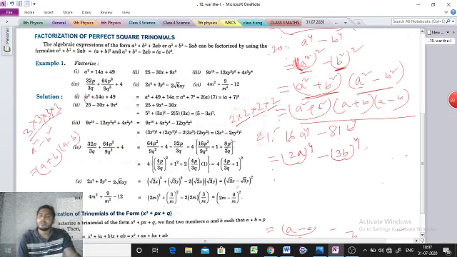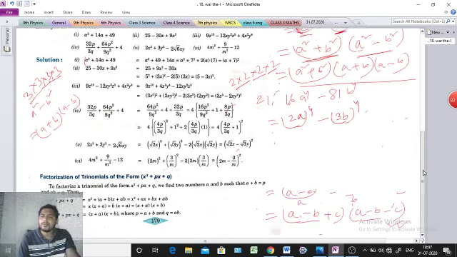So that's why we are writing here 16a to the power 4 means 2a whole to the power 4, and 81b to the power 4 means 3b whole to the power 4. Up to this one clear or not? Clear? Okay, now what to do, sir?